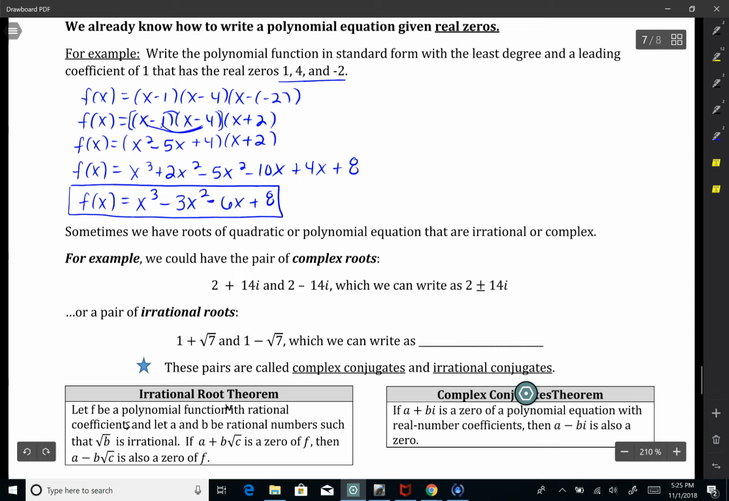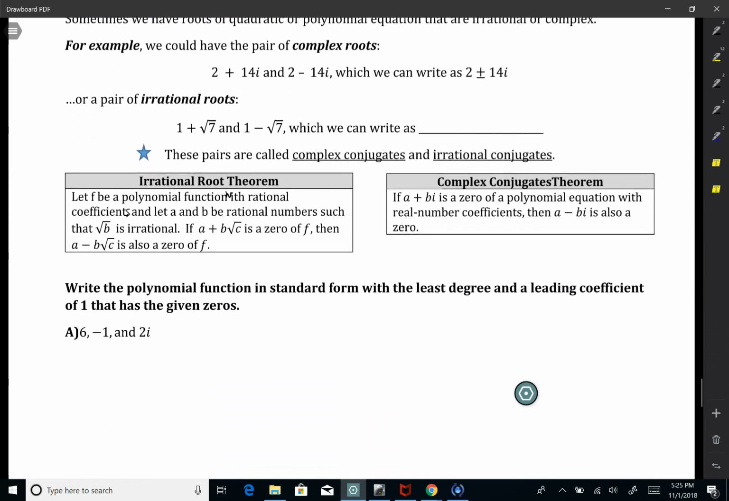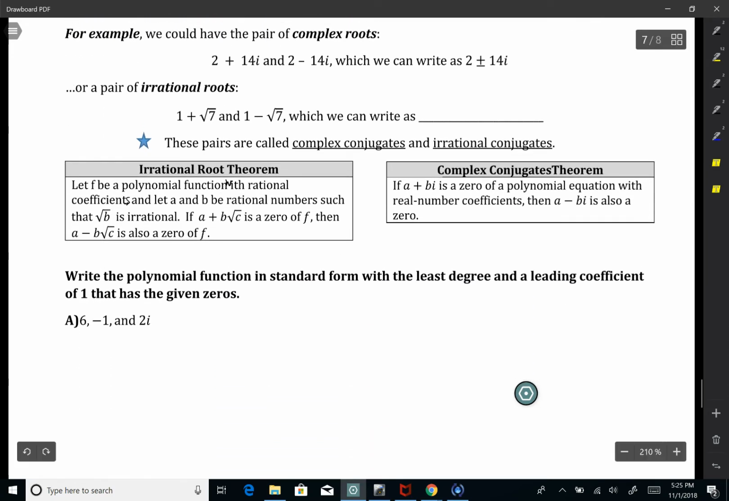Alrighty, so that was not too bad. The thing about it is now that we don't always have to have real zeros, okay? So we could have complex roots, which we've seen before. They could maybe be of the form 2 plus 14i or 2 minus 14i, which we write more simply as 2 plus or minus 14i.